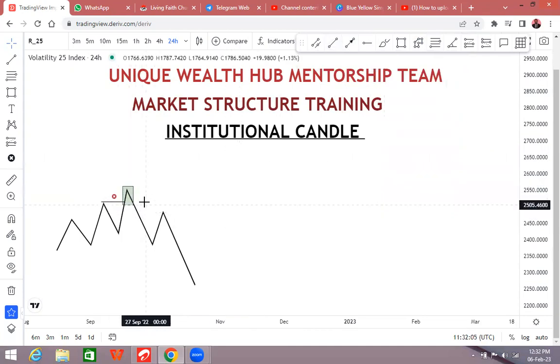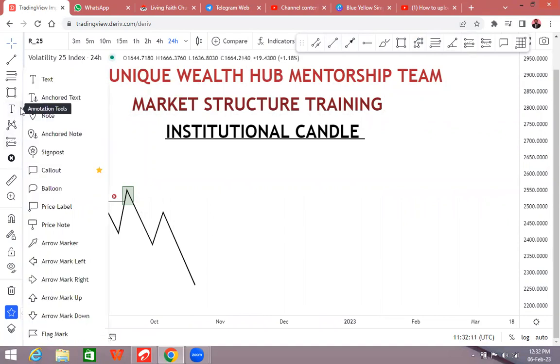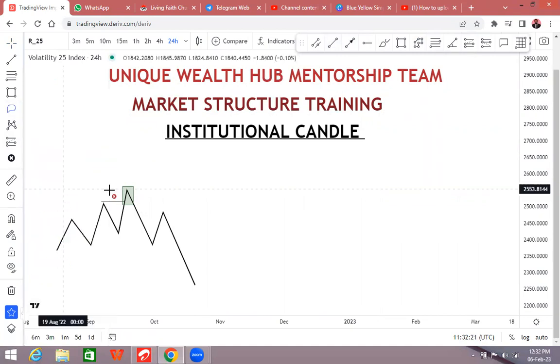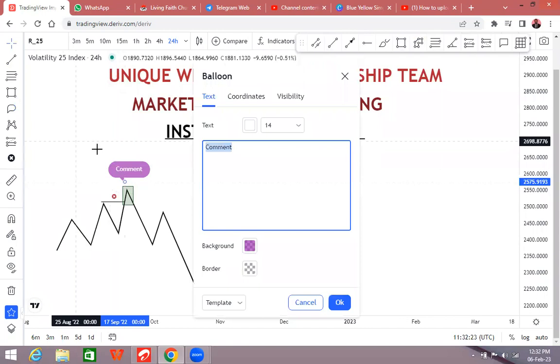Yeah, so that candle becomes your institutional candle. That candle gives you the confidence that price is going to come back into that place before price will eventually trade off. Price will come back into that place before price will trade off. So these are institutional candles.